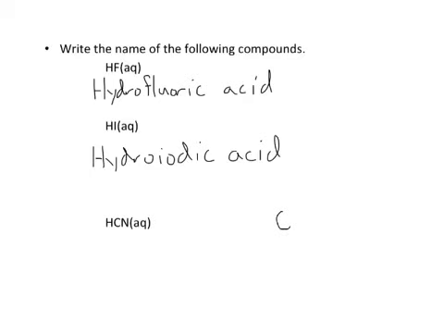Now, CN- is one of the polyatomic ions you need to know. This is the cyanide ion. So when I name it as a binary acid, I replace the suffix with -ic. So the cyanide becomes cyanic, so this is hydrocyanic acid.